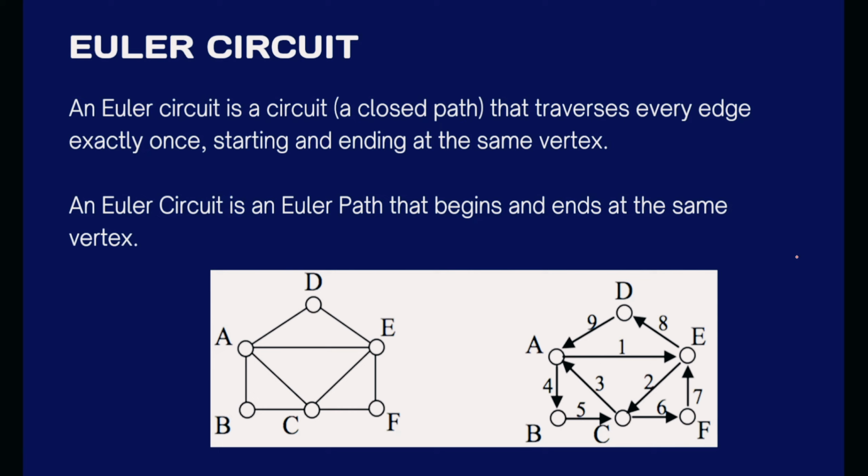And from B to C, C to F. And from F to E, E to D. And finally, D to A. Here we are starting at A and ending at the same vertex A. So this is an Euler circuit.